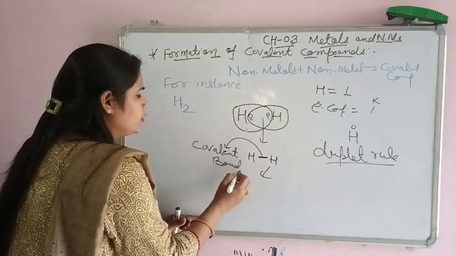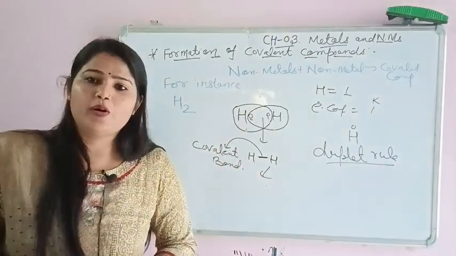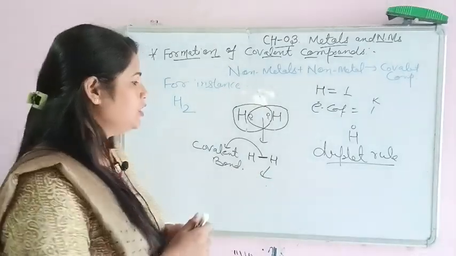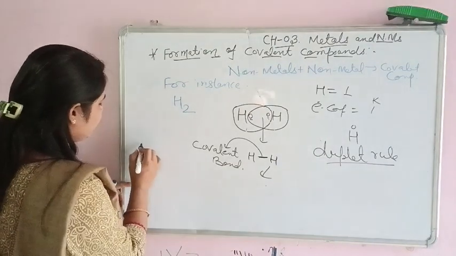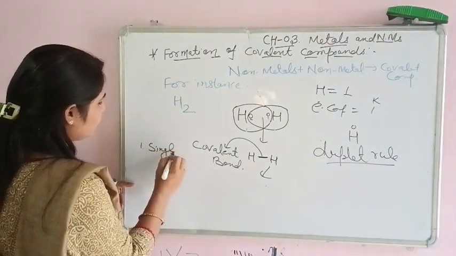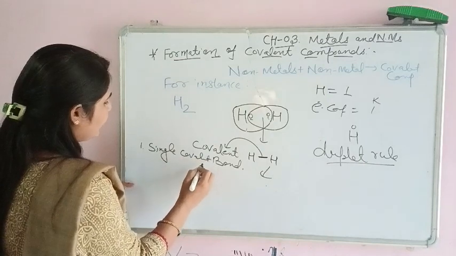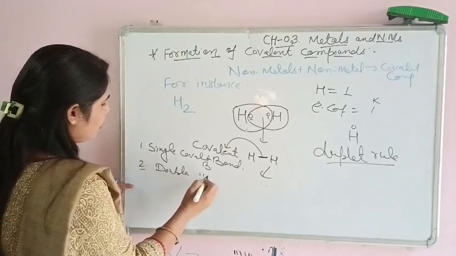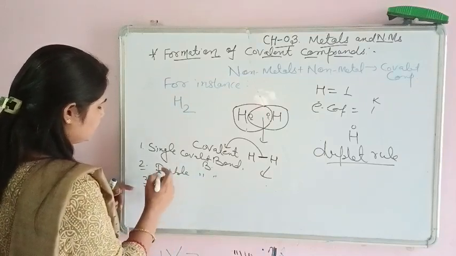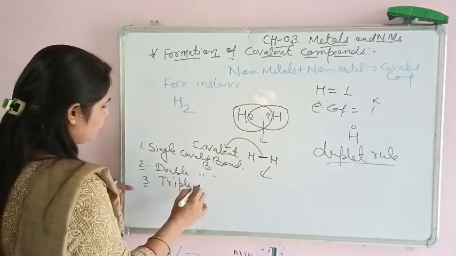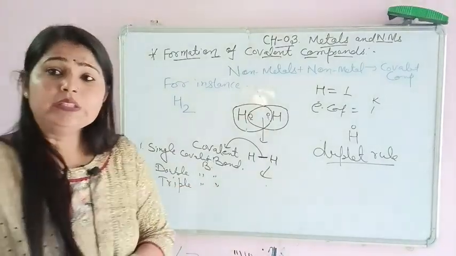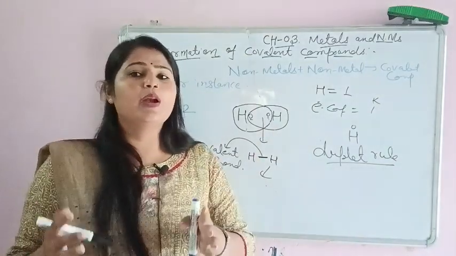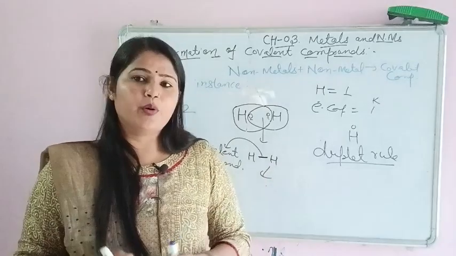What is the name of this bond? That is covalent bond. Basically, covalent bonds are of three types. First is single covalent bond, second is double covalent bond, and third is triple covalent bond. So here three types of covalent bonds are present: single covalent bond, double covalent bond and triple covalent bond.